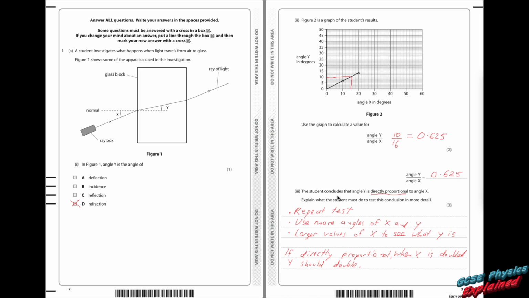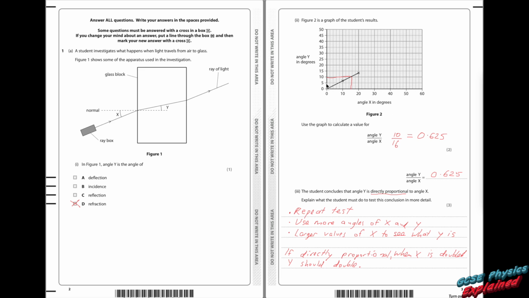Part 3. The student concludes that angle Y is directly proportional to angle X. Explain what the student must do to test this conclusion in more detail. Well, it's always best to repeat the test. Now we need to use more angles of X and Y, use some larger values of X to see what Y comes out as. And if it is directly proportional, when X is doubled, Y should double.